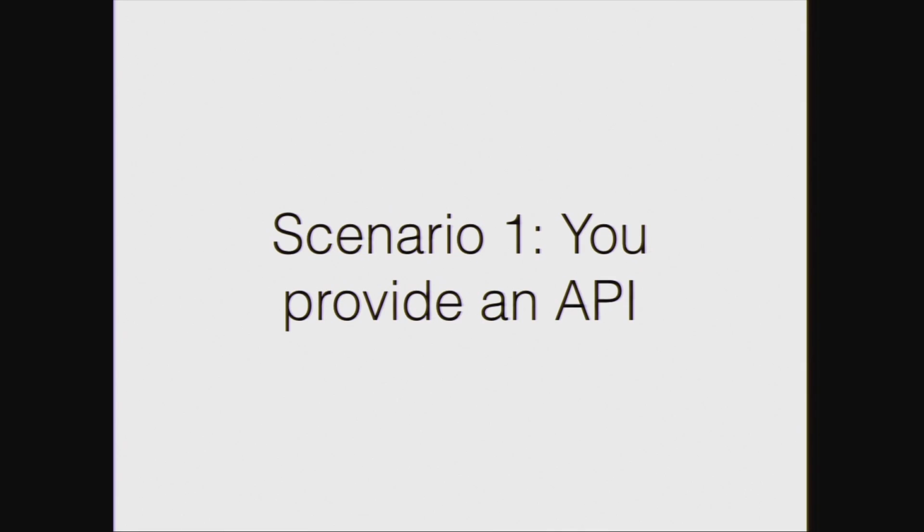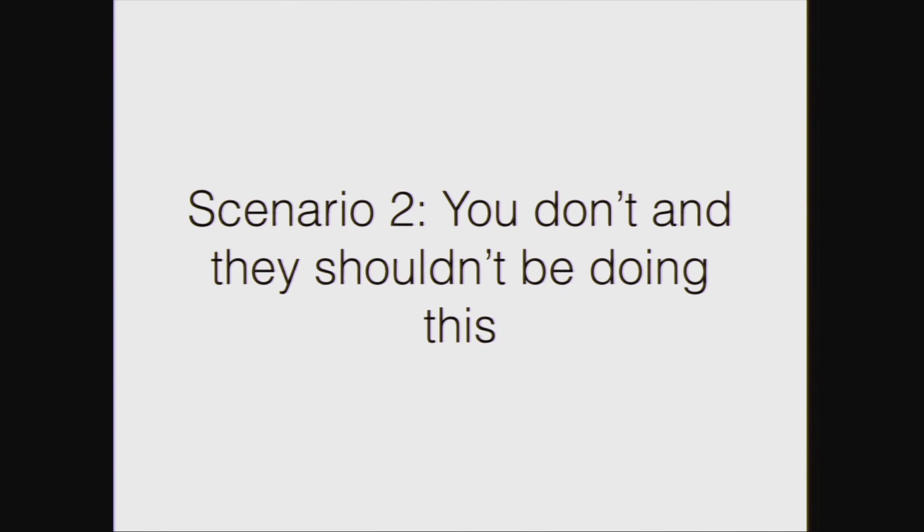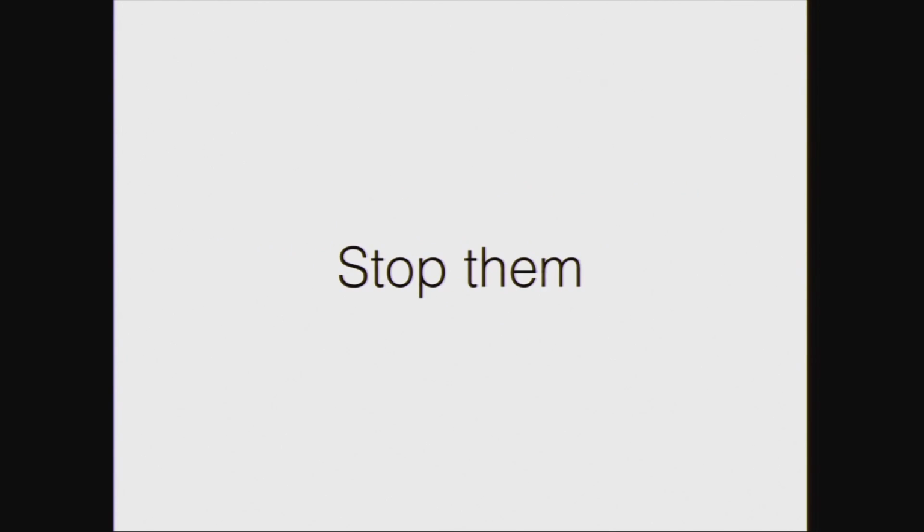The first is you provide an API. So you have a website, you have an API. That's fantastic. Send them to the API or block them, right? Those are your choices. There's scenario 2, where you have proprietary data that you want people to pay for, or for some reason people shouldn't be stealing it, right? This is also very simple. You just stop them, right? If you see robots, you see scrapers, you let them go away.